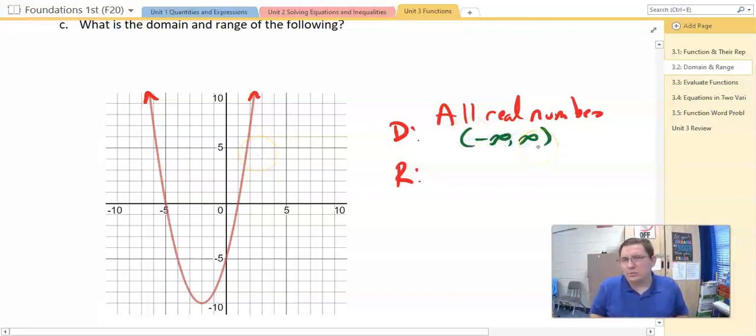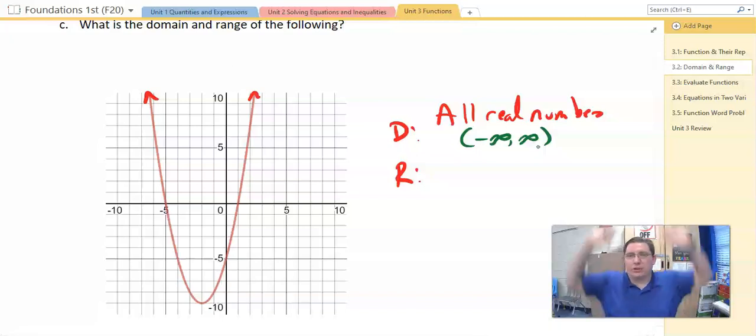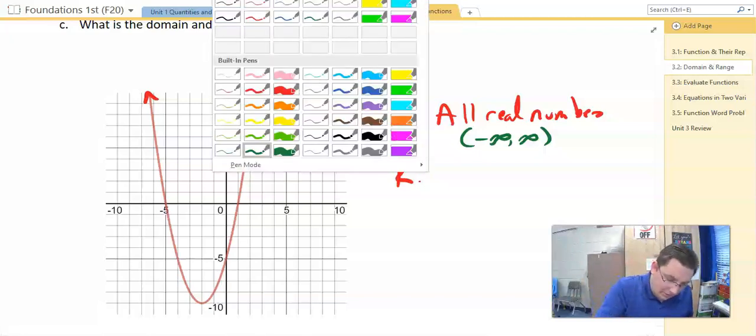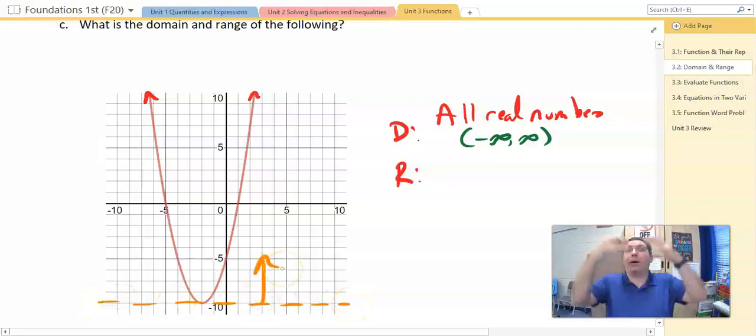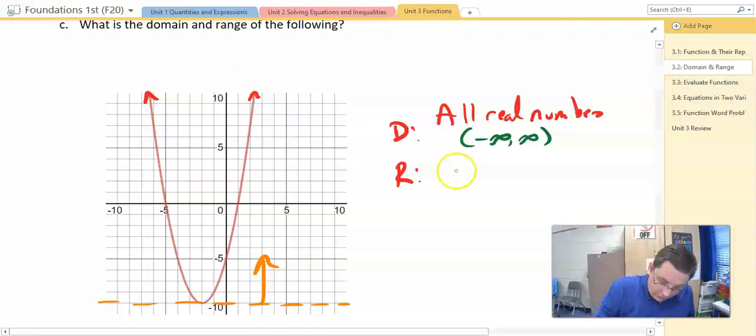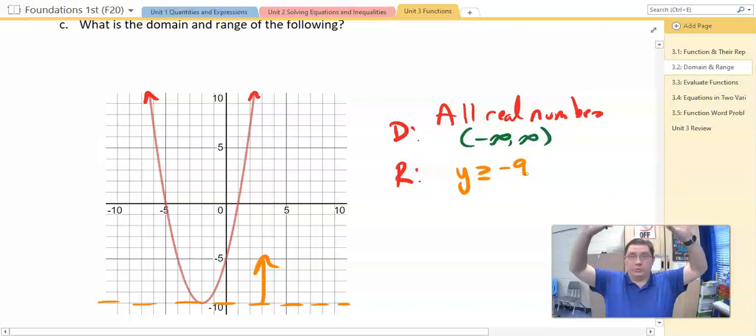Now the range's a little bit more interesting because this goes up forever, right? But it doesn't go down forever. It stops. Where does it stop? Well, the very bottom of this graph is here at this y value. And that y value is negative 9. And so our y values are going to have to be above negative 9. It can be negative 9, but it can also be above it. And so as an inequality, this is just y is greater than or equal to negative 9. Because the y values have to be greater than or equal to that value. Because it's going up, right?